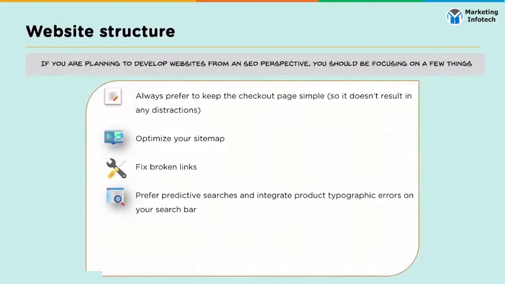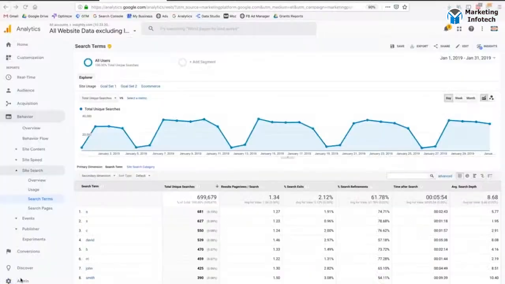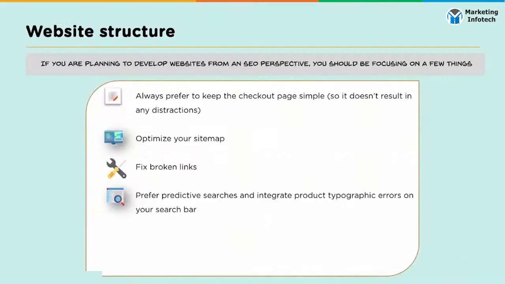And then we want to prefer predictive searches and integrate product typographic errors on your search bar. So have a search bar, that's a best practice, but anticipate what people are typing in. That means maybe going into Google Analytics and looking at the search terms report, to get a sense of what people are searching for.